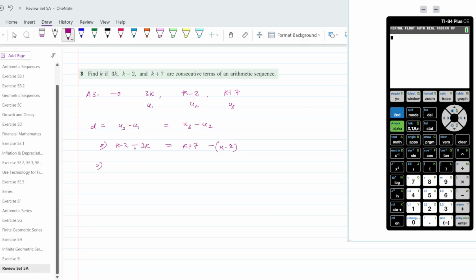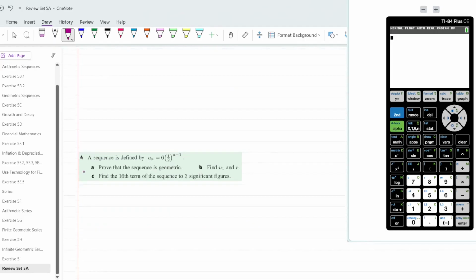So we can say k minus 3k is going to be -2k minus 2 equals k plus 7 minus k plus 2. This k will cancel this k and here we are left with 9. So negative 2k equals 9 plus 2, that is 11, and k equals 11 divided by negative 2, or negative 11 by 2. So this is the answer. Let's go to the next problem.